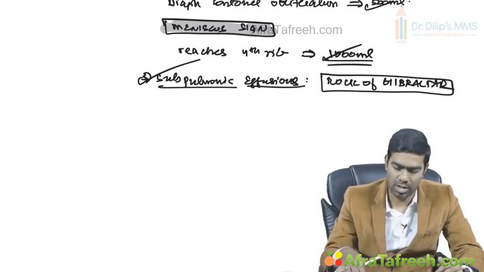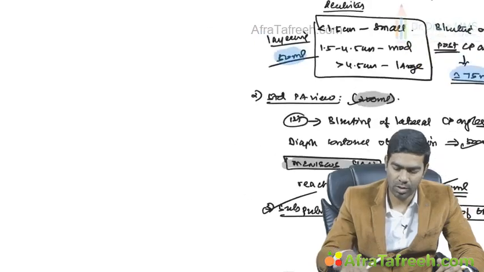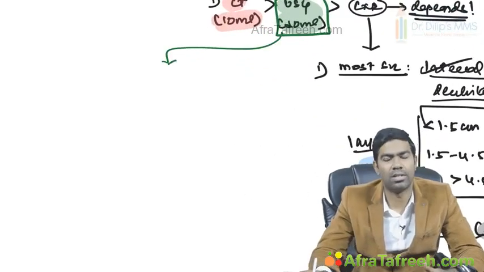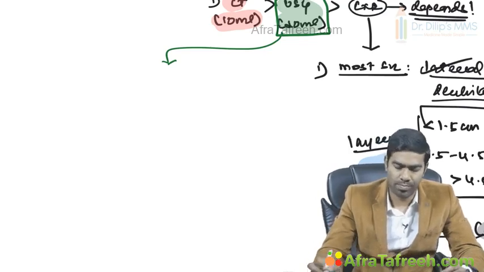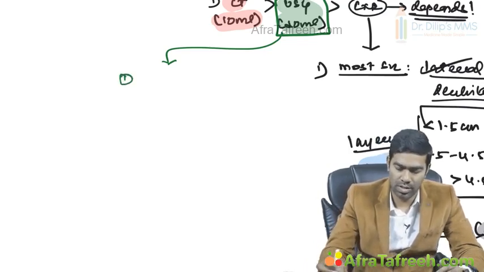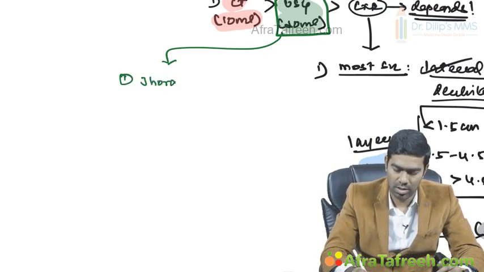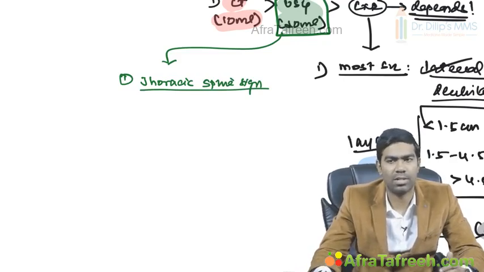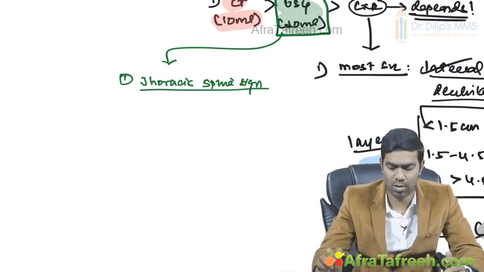And next is the ultrasound. As I told you, ultrasound is one of the very important investigations for evaluating, and according to me, the best investigation for assessing a pleural fluid. So what are the signs that you will see in ultrasound? The fluid itself is very easy to pick up in the ultrasound, but apart from that, there are some named signs. First is the thoracic spine sign.